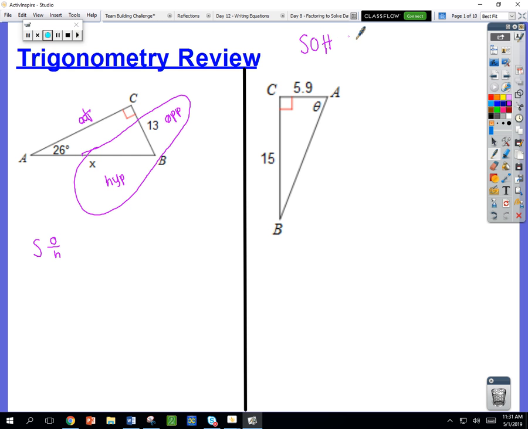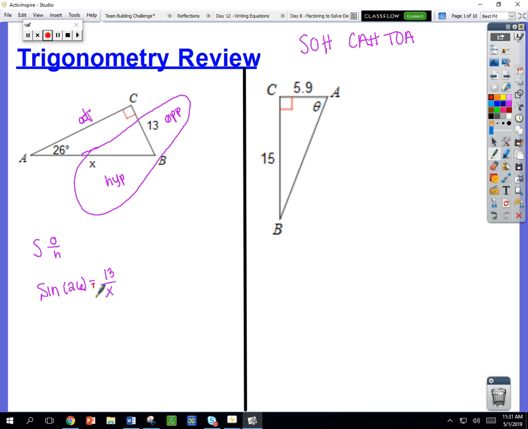So, SOH CAH TOA. So sine of the angle, and the angle is 26, is equal to opposite, which is 13, over hypotenuse, which is x. So this is the setup. Now I have to solve for x.